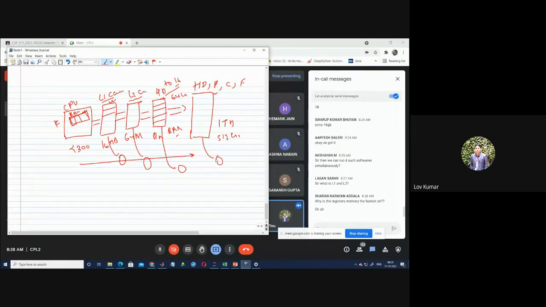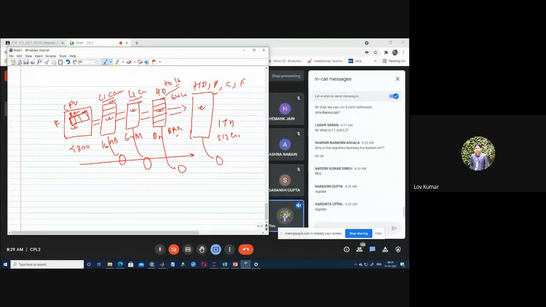Now tell me, if you are planning to make Maggie, which one will take less time to prepare the Maggie: if the Maggie is present in the register, or in the L1 cache, L2 cache, RAM, or hard disk? Definitely if the Maggie is present inside the keychain, then in this case it will take the least time.